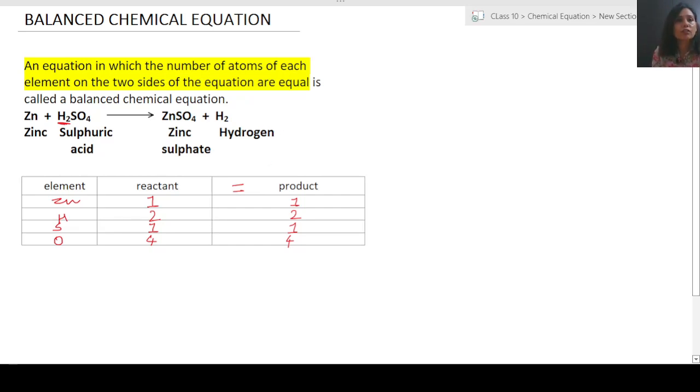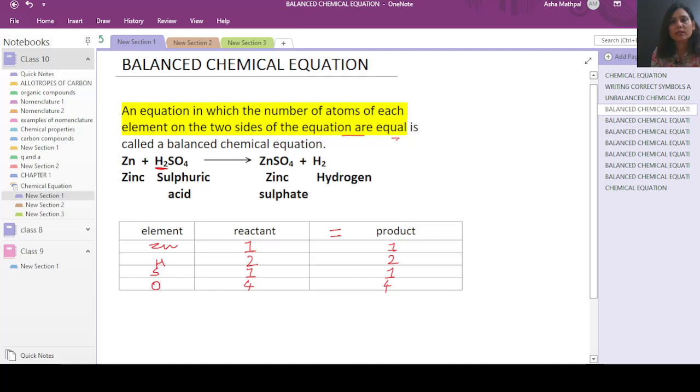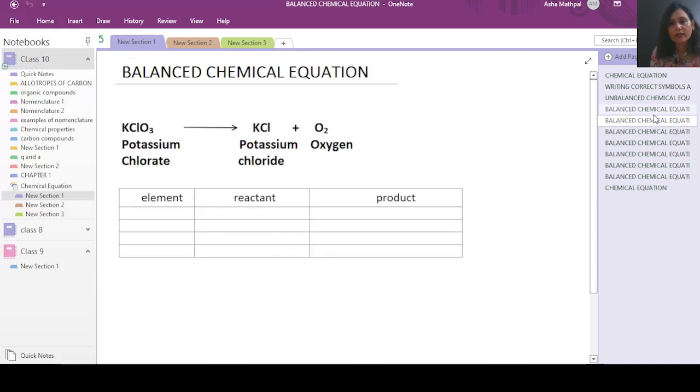So coming to the definition, an equation in which the number of atoms of each element on the two sides of the equation are equal is called a balanced chemical equation. This equation you can easily balance, but remember, if you have not made the correct compound and if you have not kept the atomicity in mind while writing the whole chemical equation, you will never be able to balance it. So I'm saying again that always keep in mind the valency and the atomicity while making a chemical equation. Let's go to the examples of how we can make a chemical equation balanced.